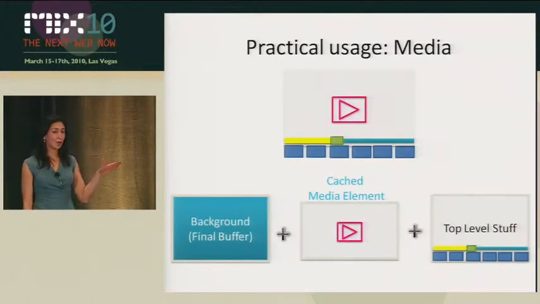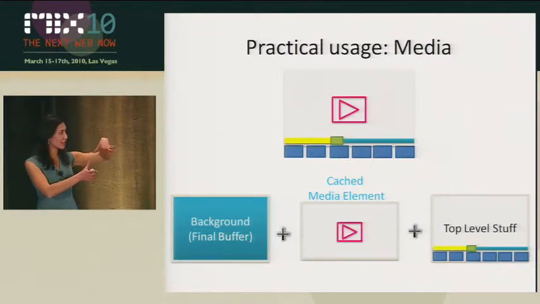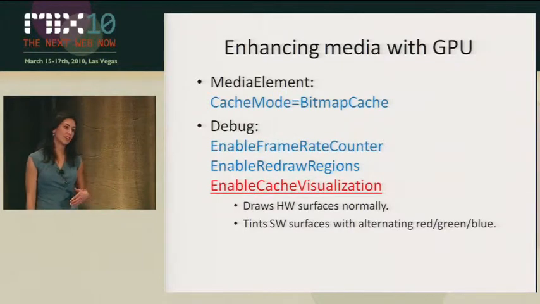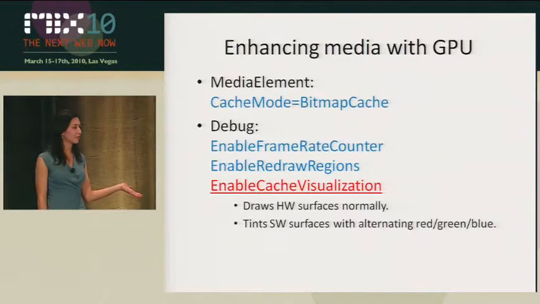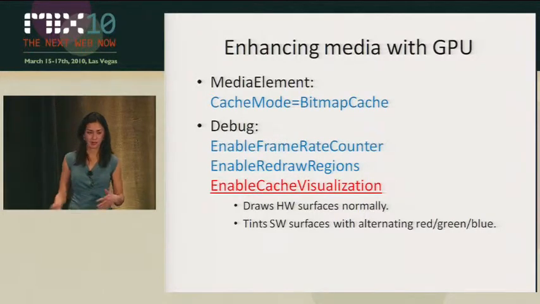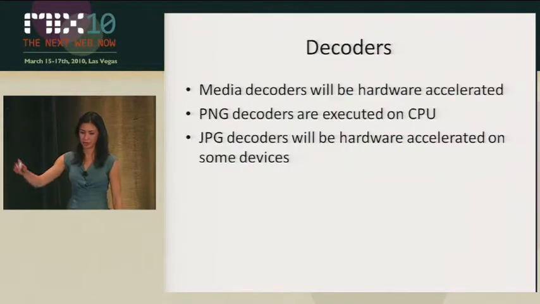The top level stuff doesn't need to be that big. We're paying that cost for the size of the top level canvas. You could actually shrink it to be just the height that you need from the progress bar to the thumbnails below. So make sure that you're only redrawing and blending where you need to. And of course, enable cache visualization. This is another debug flag that I'm introducing. It basically draws the hardware surfaces normally, tints software surfaces, and it'll give you a good idea if you're successfully engaging the hardware pipeline or if there's an opacity mask, what have you, in the background.